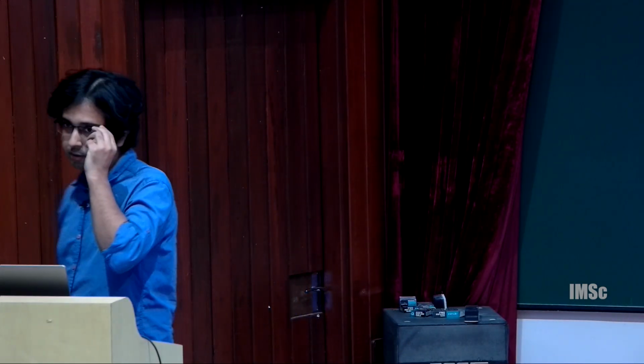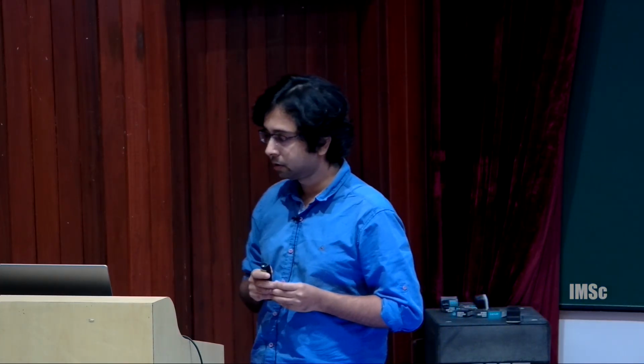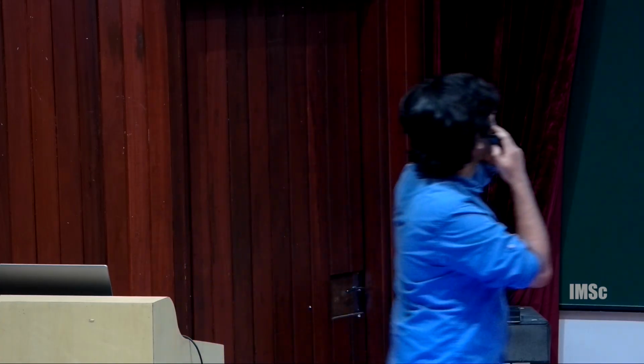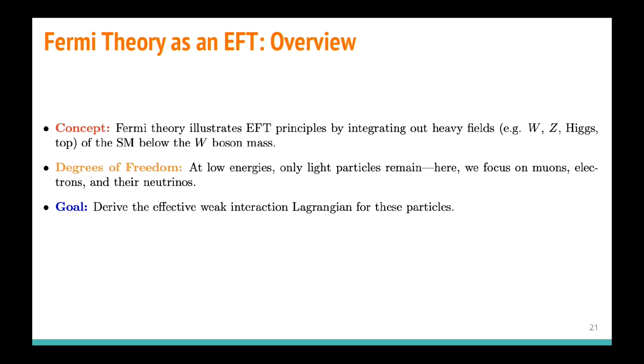So last lecture, we had set the stage for effective field theories in general, but we did not discuss much about real life physics scenarios. So today let's start with the classic case of Fermi theory as an effective field theory. So the concept here is that the Fermi theory basically illustrates the effective field theory principles by integrating out the heavy fields, which include the W boson, the Z boson, the Higgs boson, and the top quark.